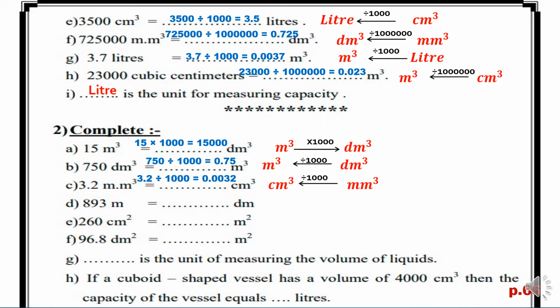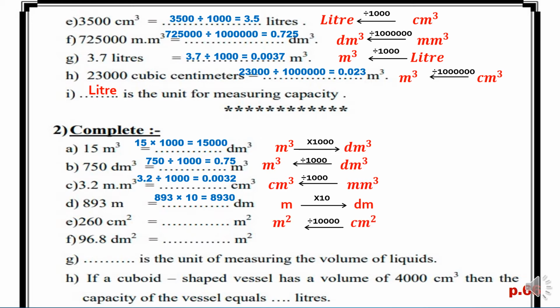In letter D, I have 893 meters equal how many decimeter? To change from meter to decimeter, times 10. So 893 times 10 equals 8,930 decimeter. In letter E, 260 centimeters squared equal how many meters squared?